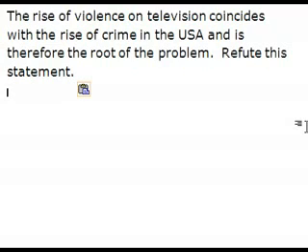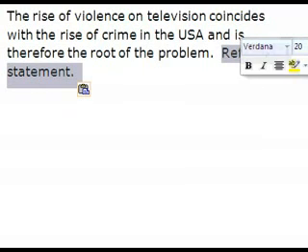So looking at this question, the rise of violence on television coincides with the rise of crime in the USA and is therefore the root of the problem. Refute this statement. And if you are thinking of writing an argument essay, you would be correct. So if we look at the question, right at the end it says refute this statement. Very direct. It's not telling us to discuss. It's not telling us to look at different opinions. It is telling us exactly, do not support what this says.